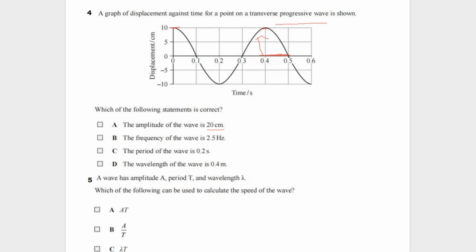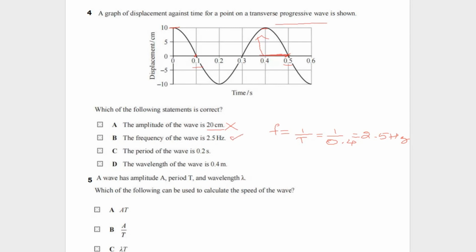But here it is given as 20 centimeters, so the statement is wrong. Then option B is the frequency is 2.5 hertz. We can check. Frequency equation is 1 over T, right? So here the time period for one wave you could find out: the wave starts from 0.1 and ends on 0.5, which means that 0.5 minus 0.1 is the time taken for one wave, which is 0.4, which is equal to 2.5 hertz, which means that this option is correct.